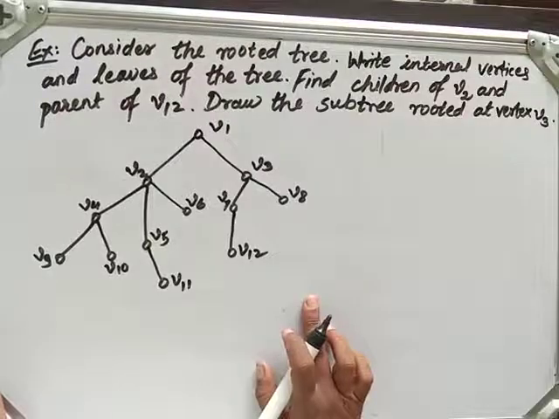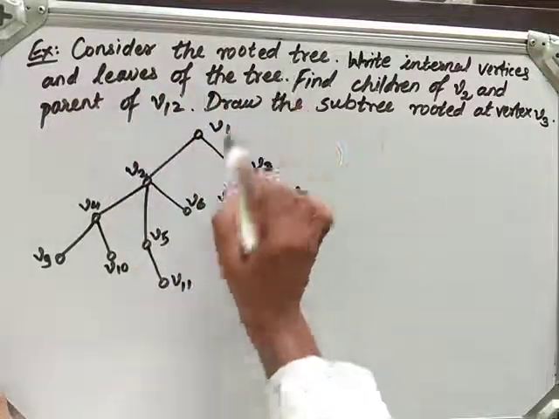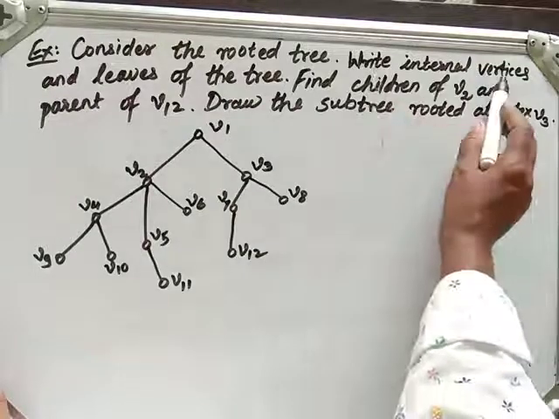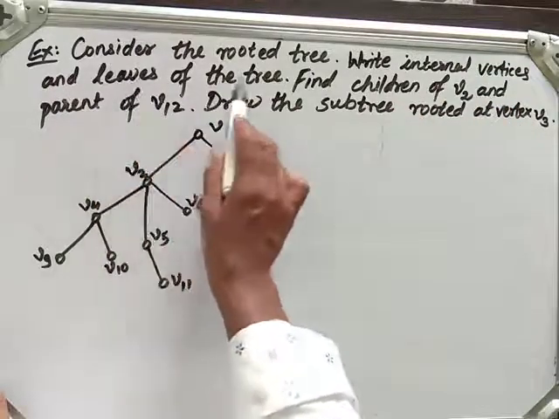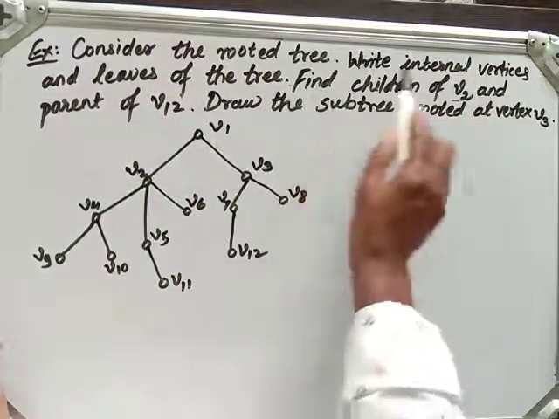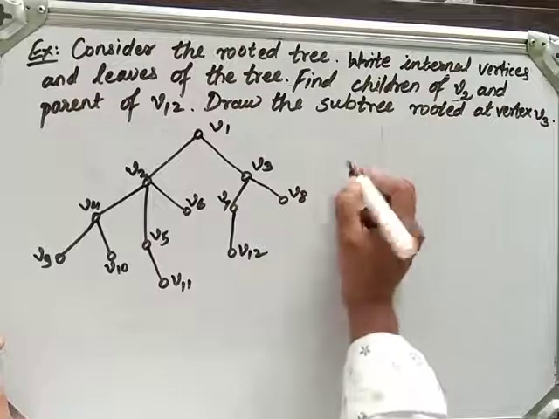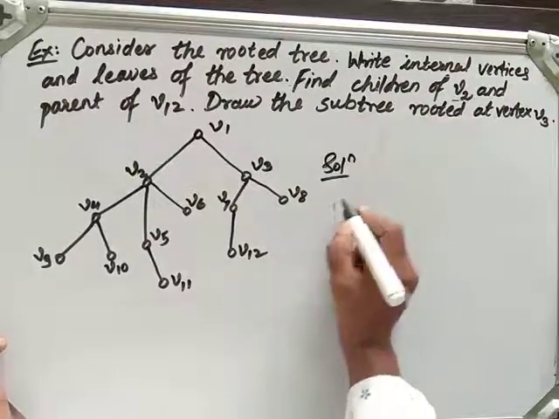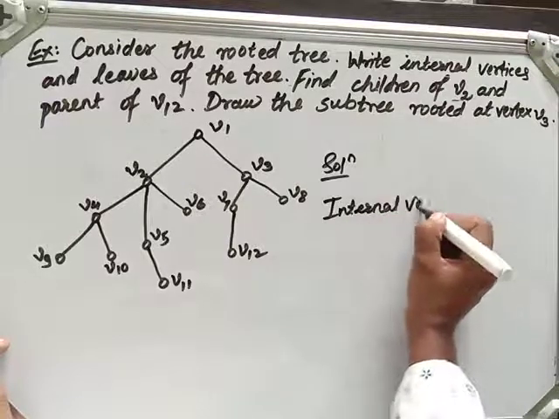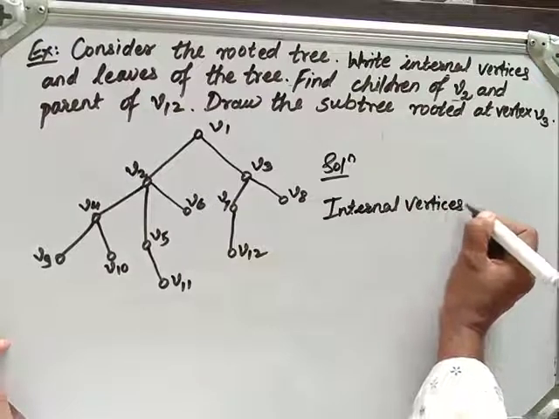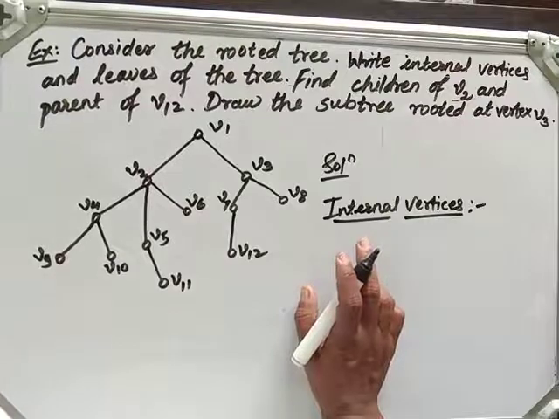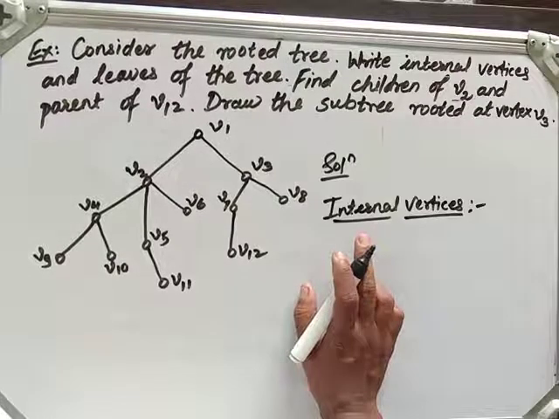Now look at this example. The example says: consider the rooted tree. This rooted tree is given to us with 12 vertices. Write internal vertices and leaves of the tree. Find children of v2. We will go for this part later on. First of all, we have to write internal vertices. Suppose solution we will write here. What are the internal vertices?